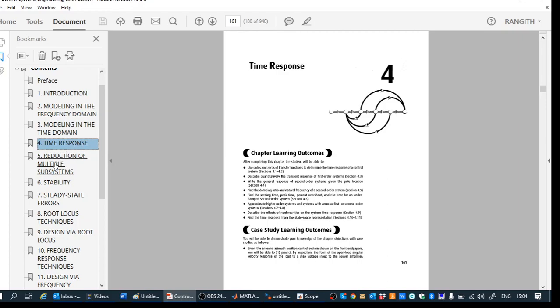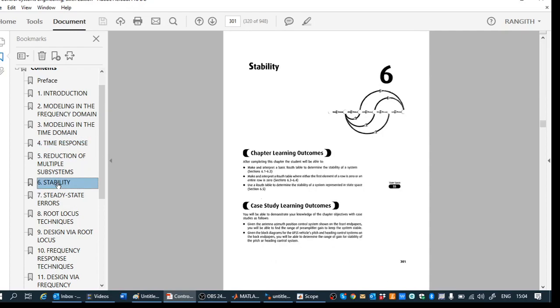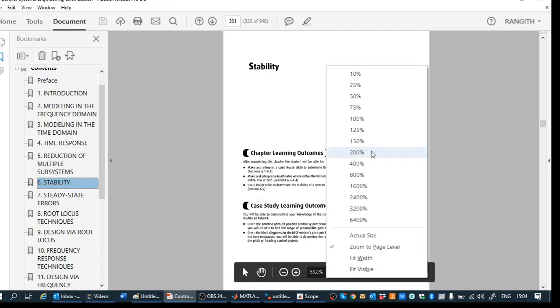Now in your labs, along with the group work that we're doing, we'll be doing the reduction of multiple subsystems. And in our theory class, we'll be going on to chapter 6, where we will be looking at the concept of stability. All right.